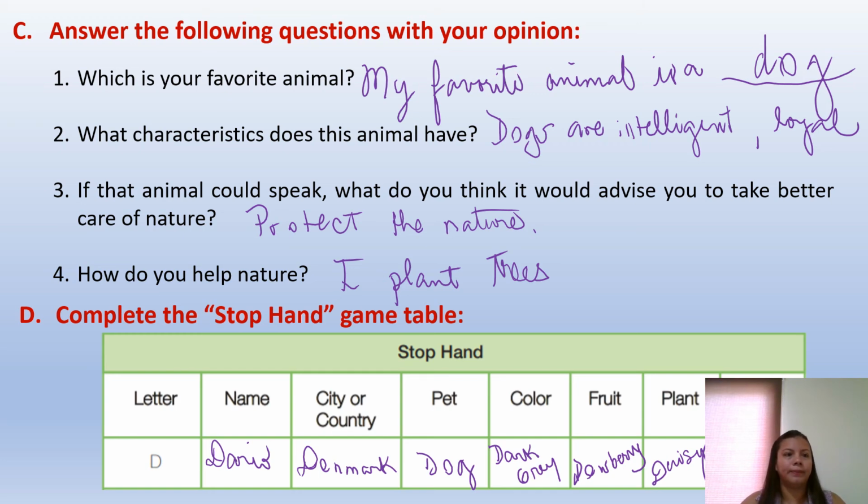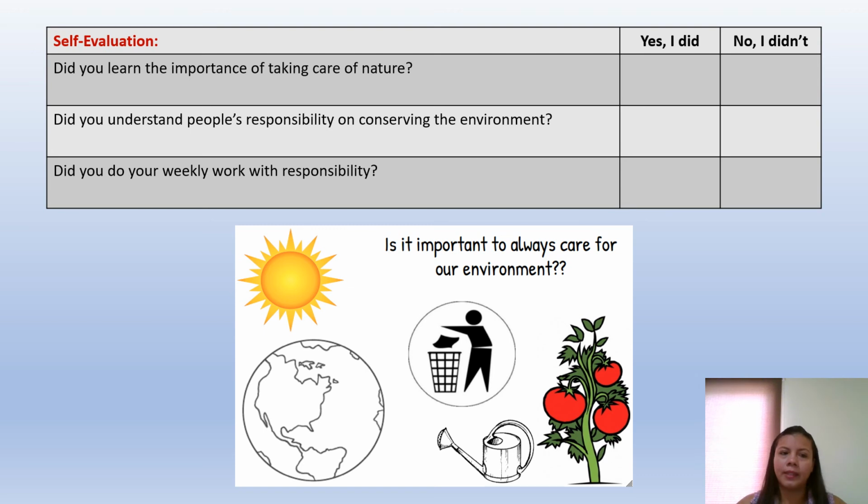So that's it. And the last activity, as you know, self-evaluation. You're going to evaluate what have you learned in this lesson. So the first question is, did you learn the importance of taking care of nature? For me, taking care of nature is so important. So yes, I learned. I'm going to check over here. Yes, I did. If you don't, so you're going to check no, I didn't.